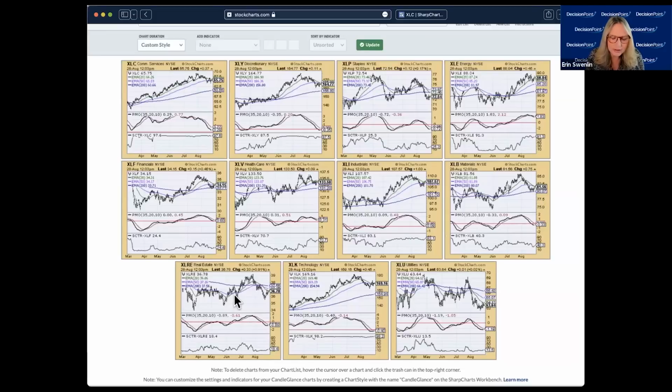Real estate was starting to show some rising momentum as well. It's looking pretty good today. Technology has flattened out its PMO, but as far as I know, we'll go and look at that chart, but I believe it's still in decline. The utility sector has been one that I've been telling my subscribers to keep an eye on, because we have hit some major support, and it does look like it wants to turn around. In fact, the PMO is looking like it's turning up right now.